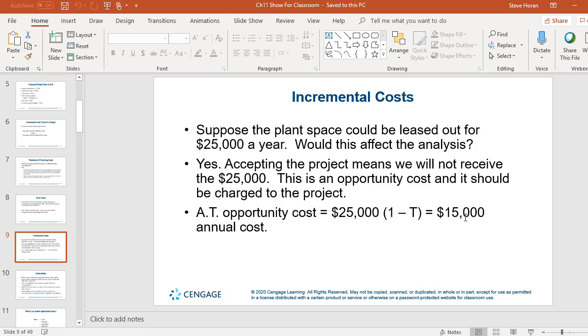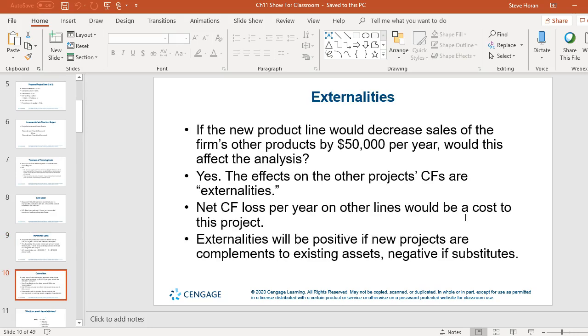In accounting, we would never charge ourselves for this. There's no journal entry for opportunity cost. But in finance, we're really focusing on cash earned or cash not earned because we gave up an opportunity. So we do need to include this in our cash flow analysis because this is cash I gave up by not doing the leasing. So it's a little bit different concept than what you might think.